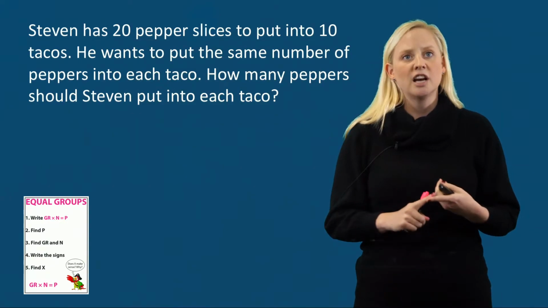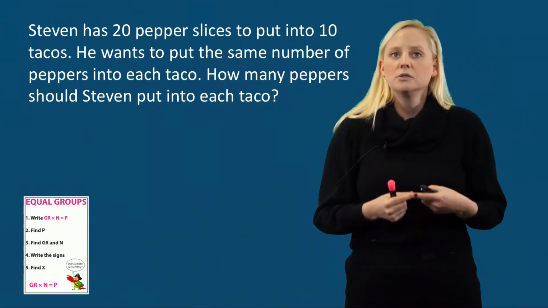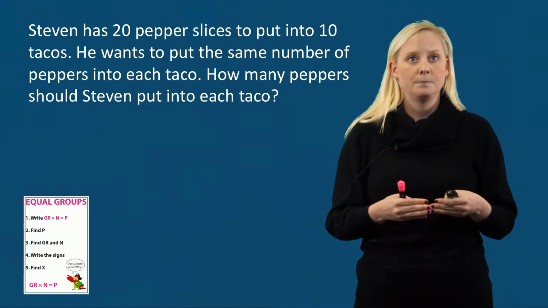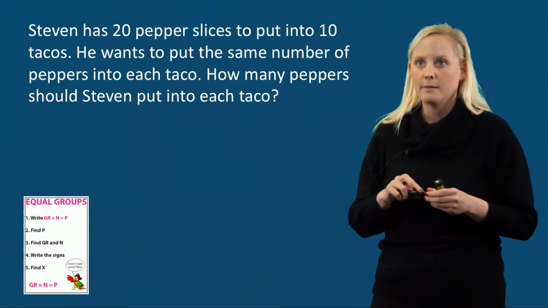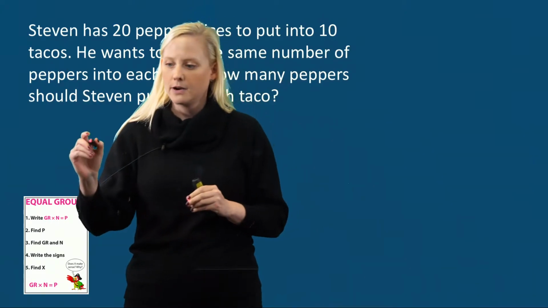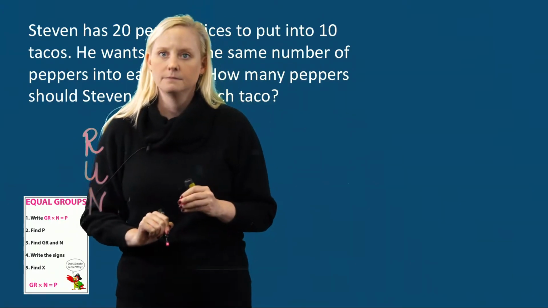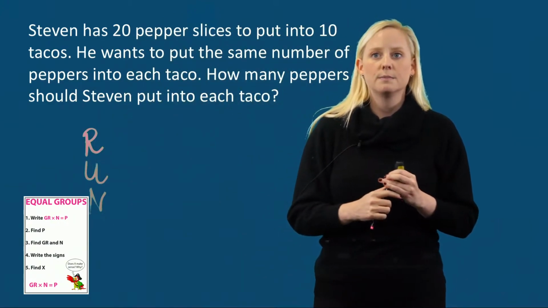So I first need to check to see if there's a table or a graph. I do not see a table or a graph. If I did see a table or a graph, I would number it. But now I'm going to run through the problem. To help me remember, I'm going to write R, U, N. The R stands for read the problem.